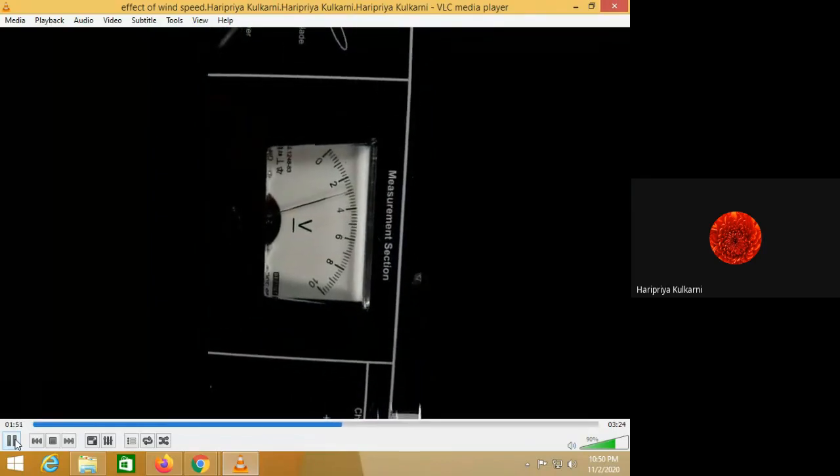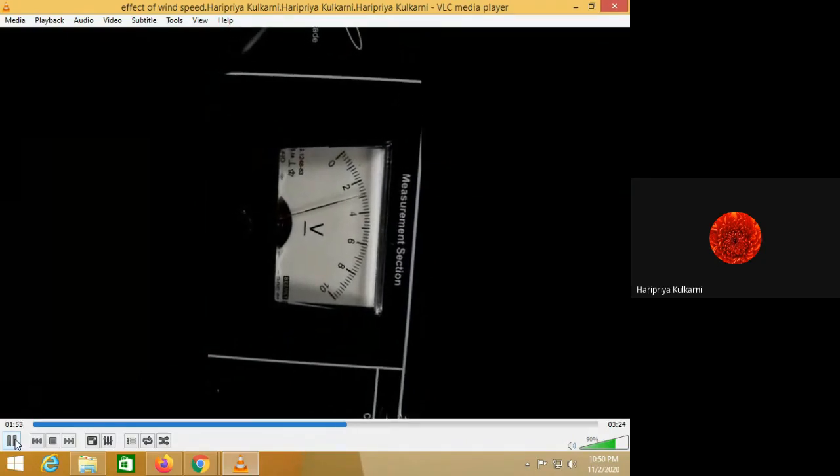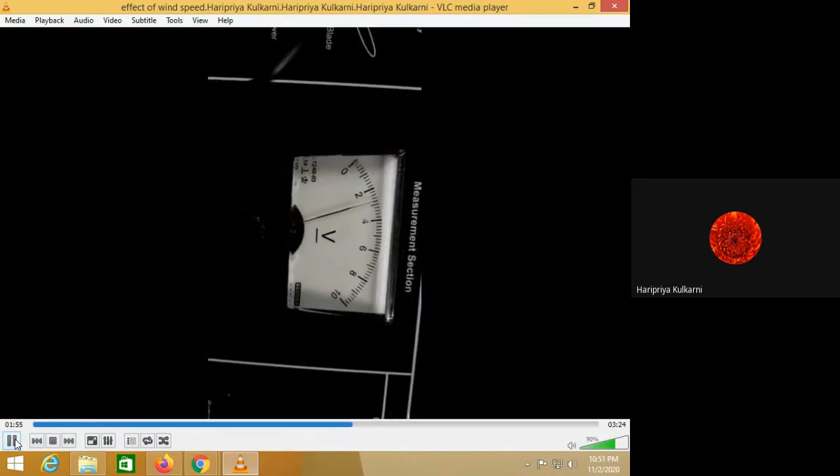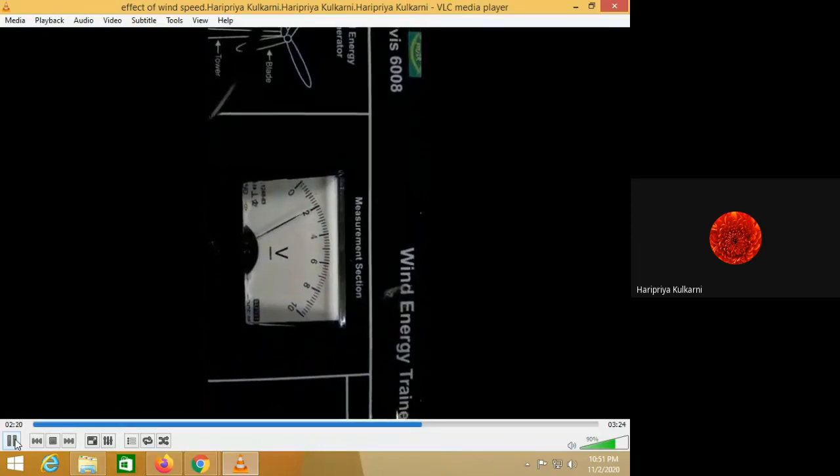It is 2.3 volt. It is in between, so the speed is varying. Just a sec. Okay, you can take the voltage as 3. Now we will change the distance. You can observe. So this is your another reading at a different wind speed. So it is 2.